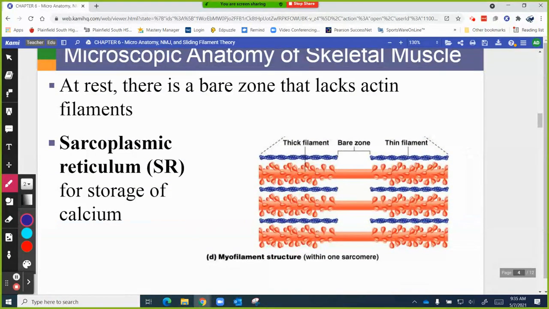There is a bare zone in there. I don't think you really need to remember that, but just remember that this is the point at which we're going to slide those filaments together.